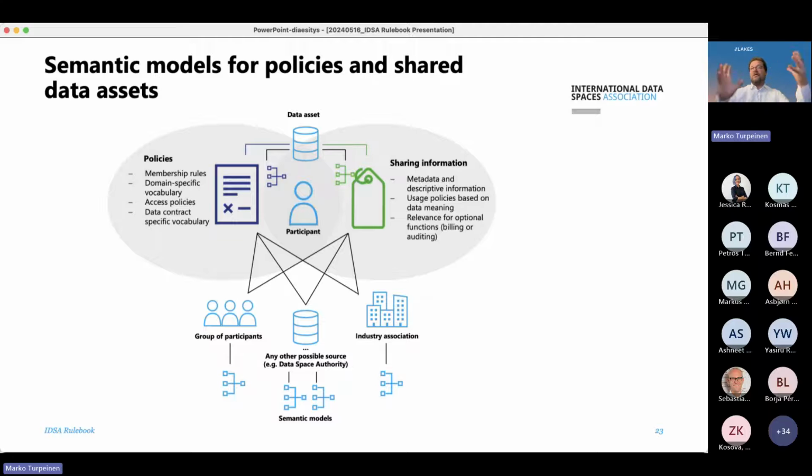Participants are then responsible for adding these things related to the data assets that they bring to the data space. These can then also be groups of participants or some associations or other sources that participants are teaming up. But all in all, the idea here is that these are the kinds of things, policies and information about the data or assets being made available, that the participants should be describing.